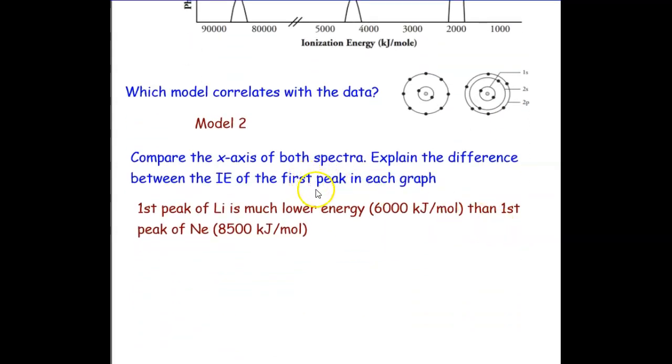If you compare the lithium and neon spectra, you can see that the 1s electrons in neon have a much higher ionization energy than those in lithium. This is Coulomb's law in action. The greater the nuclear charge, the higher the ionization energy.